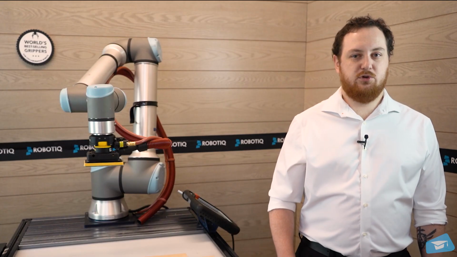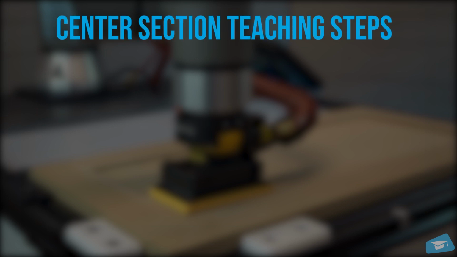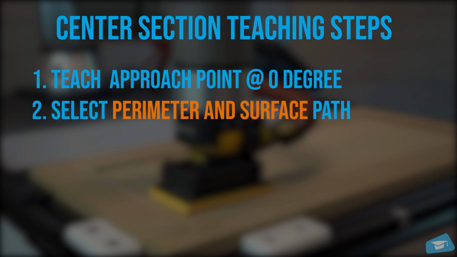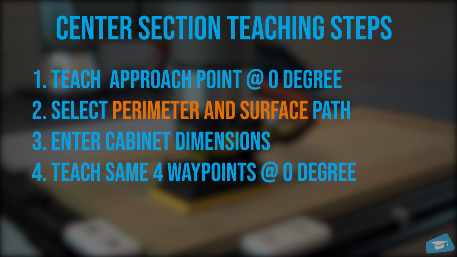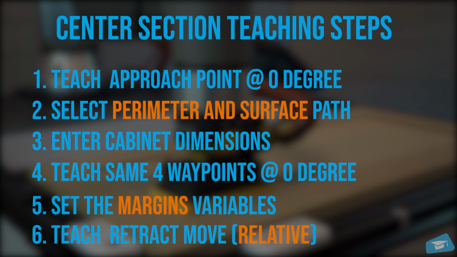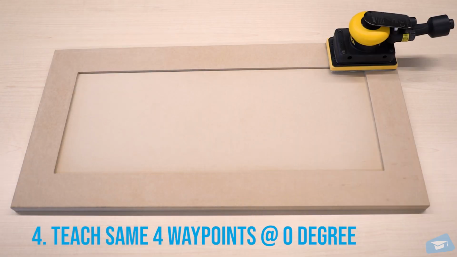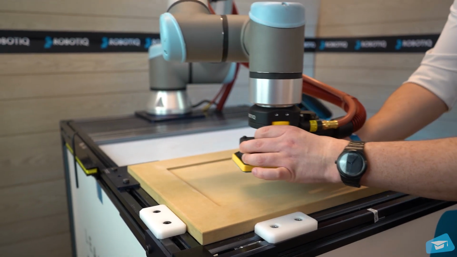The center section must adapt to the frame size. The 4 waypoints used to teach the center section are at the same position as for the frame section. However, the orientation is different since there is no need for the 45 degrees orientation. Teach an approach position over the center section of a door having the biggest frame width.